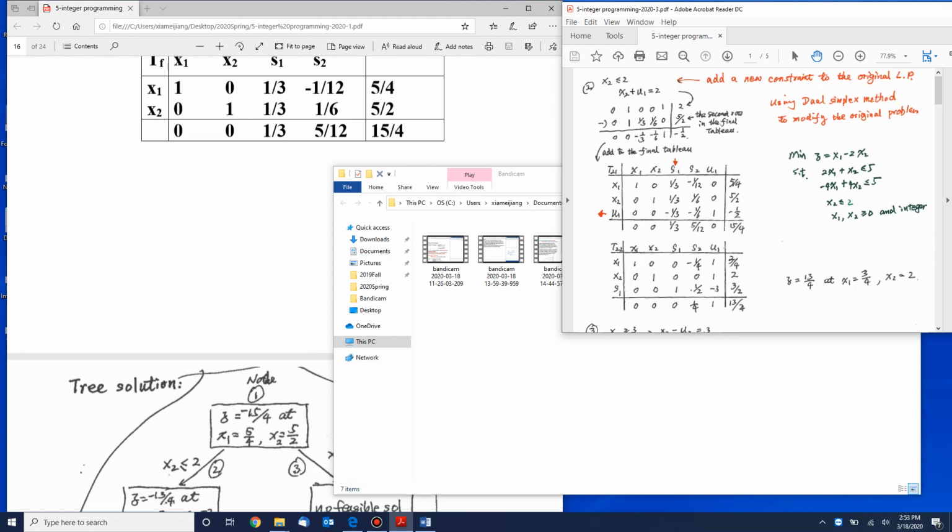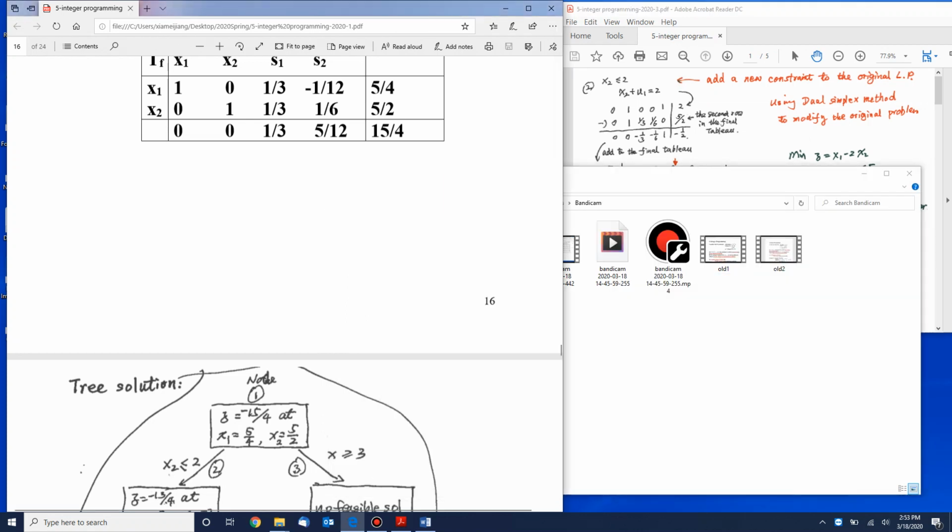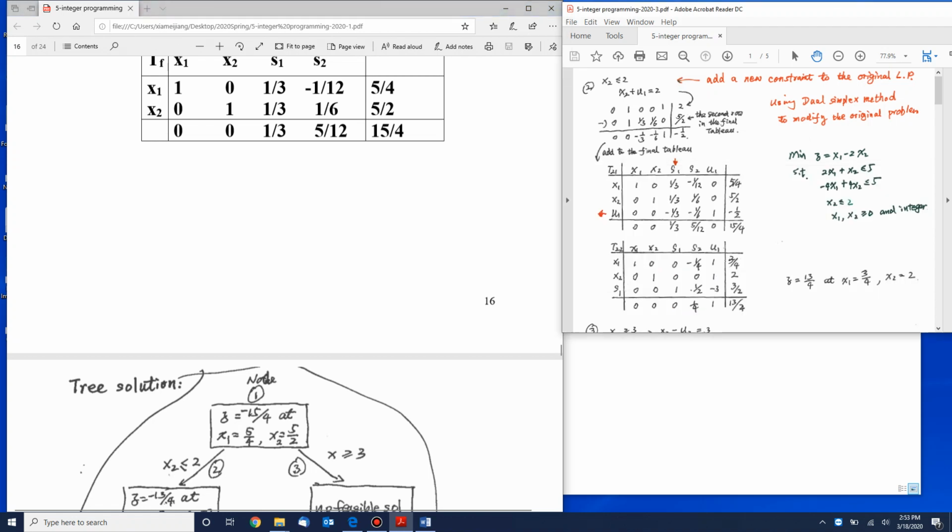So this original LP problem actually had two constraints. Now we add x2 less than or equal to 2. So we don't have to work it from the very beginning. We can bring x2 less than or equal to 2 into the final tableau here.